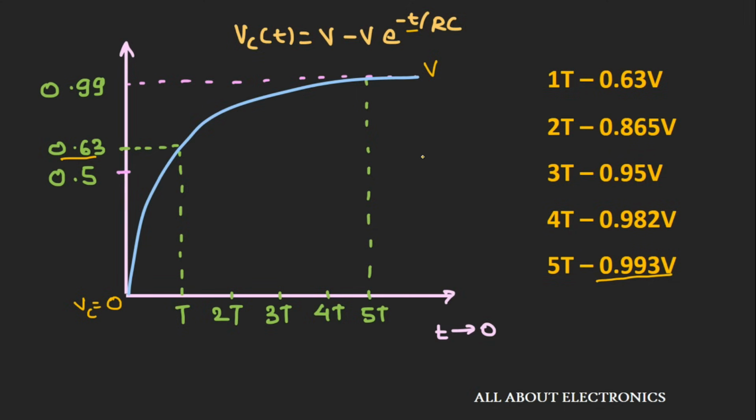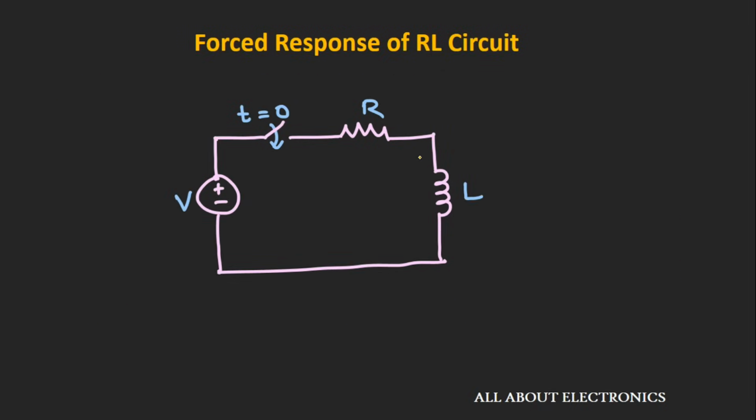So in your design, suppose you want to charge your capacitor very fast, then by choosing the values of R and C, you can decide the charging time for the capacitor. So this is all about the forced excitation for the RC circuit. Now let us see the forced response for the RL circuit.